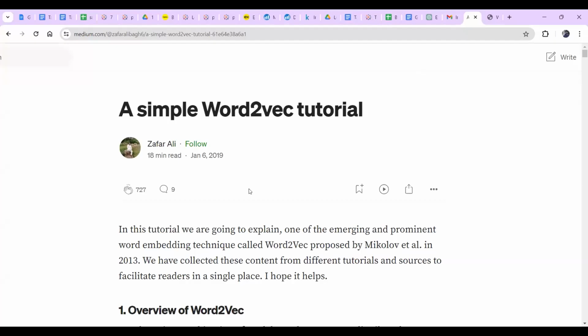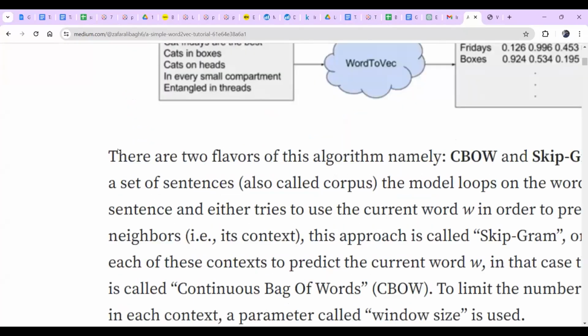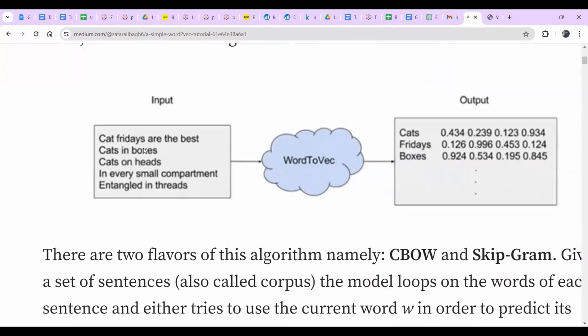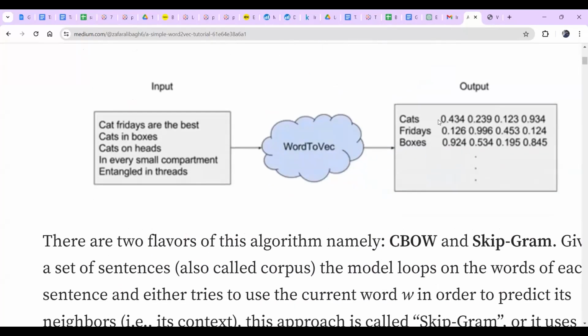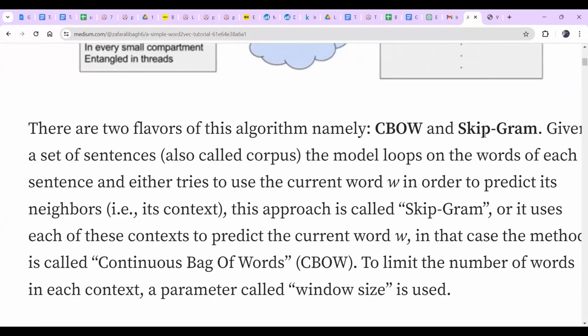Okay, so this is a simple example. You pass in sentences as inputs, you apply Word2Vec, and you get the vector representation as the output, right? That is the job of Word2Vec. It represents everything in the form of vectors. Now let's see how this works. There are two types, CBOW, continuous bag of words, and skip-gram.